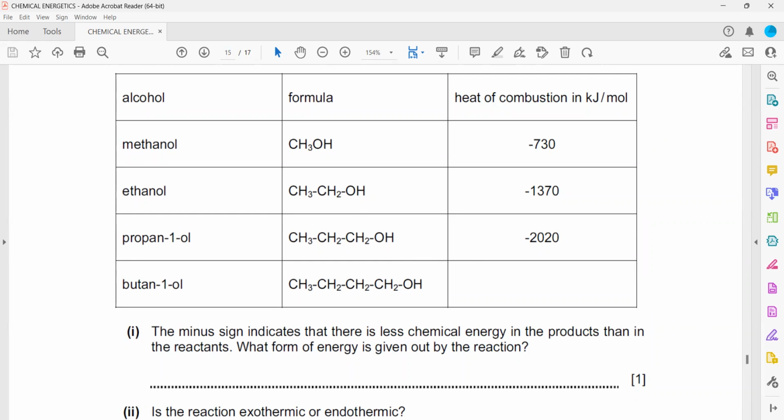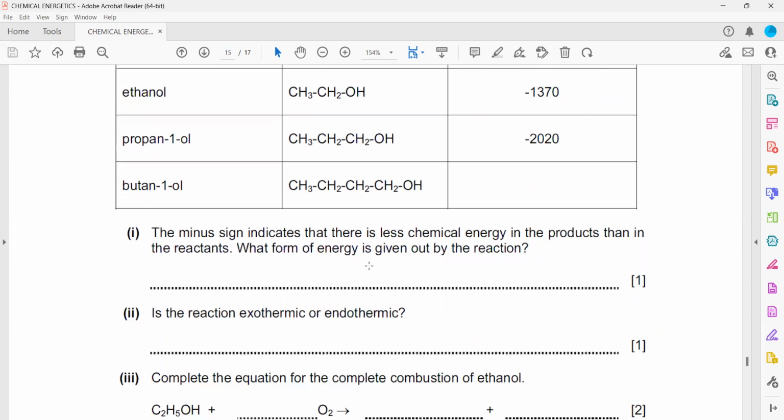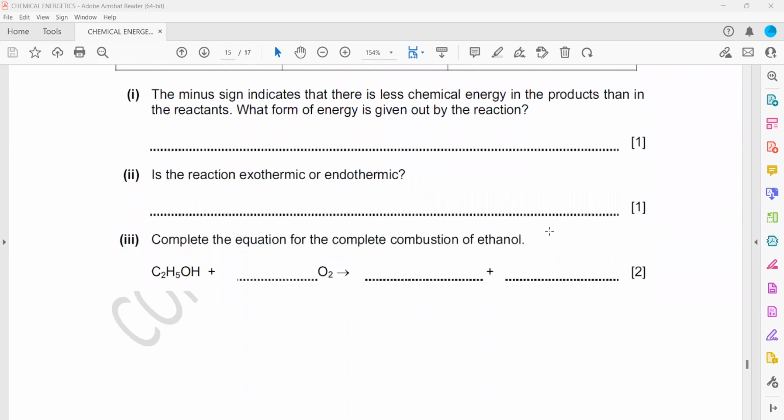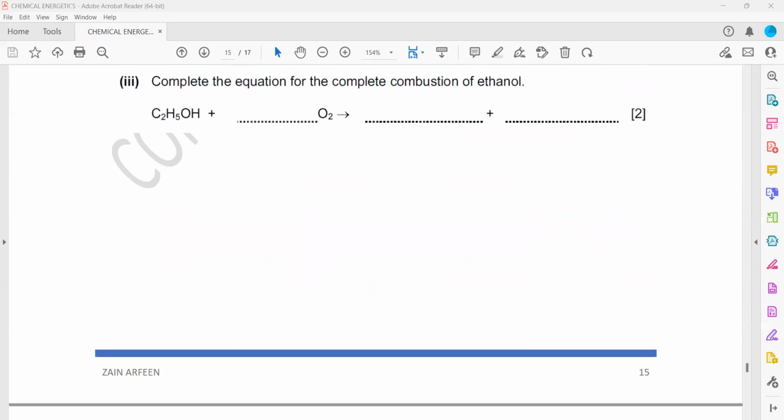What form of energy is given out? So which form of energy the reaction gives out? So they give out heat energy. So you just have to mention here which form of energy is given out, that is heat energy. Is the reaction exo or endo? So how can you identify it should be exo? Because first thing is it's a combustion. Second thing, you can see that the energy changes or the heats of combustion are all given as negative. Then complete the equation for combustion of ethanol.